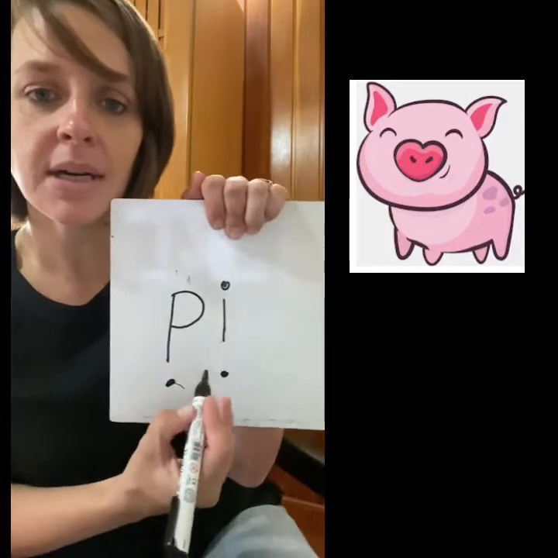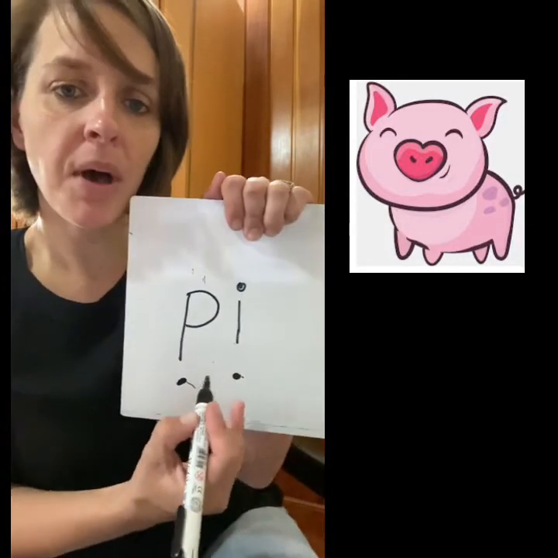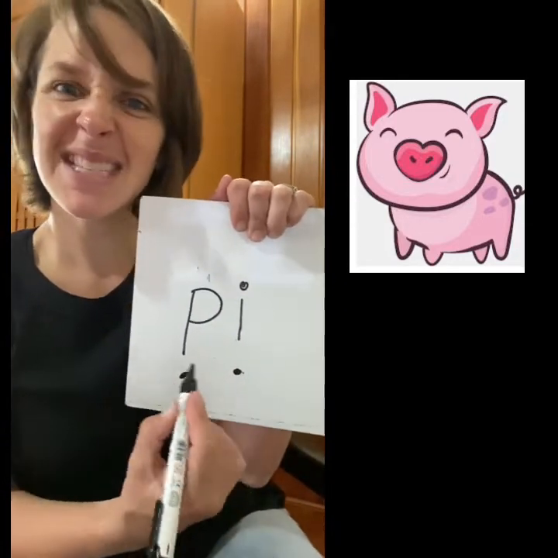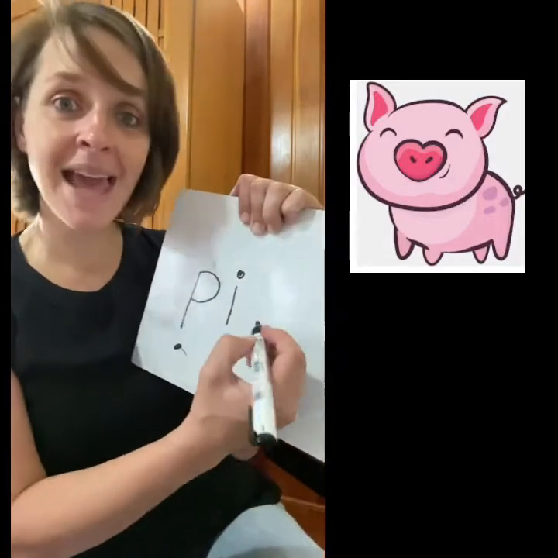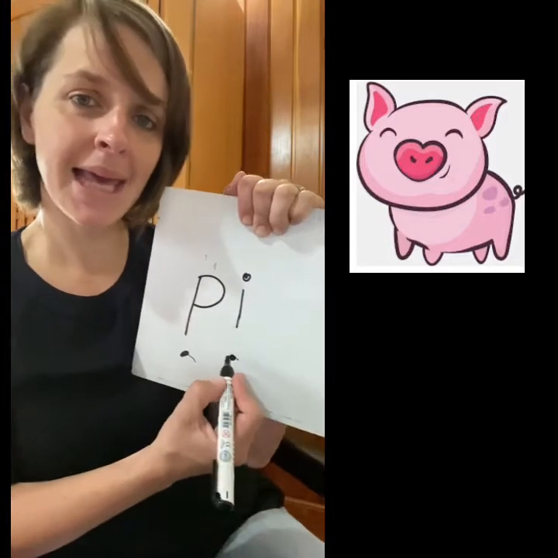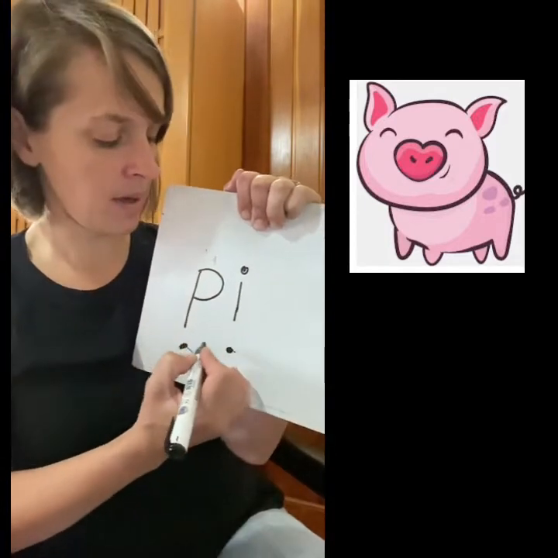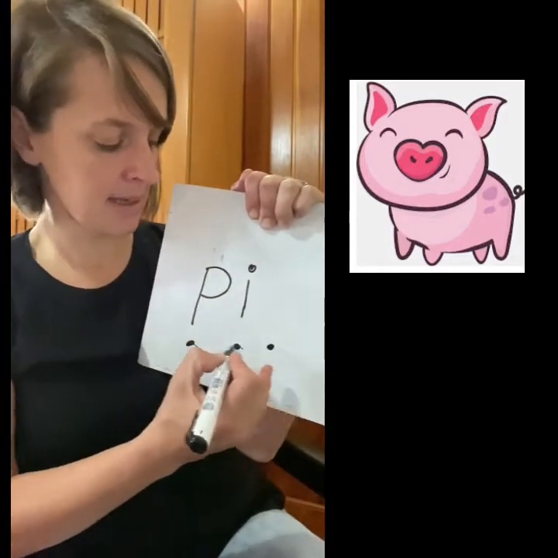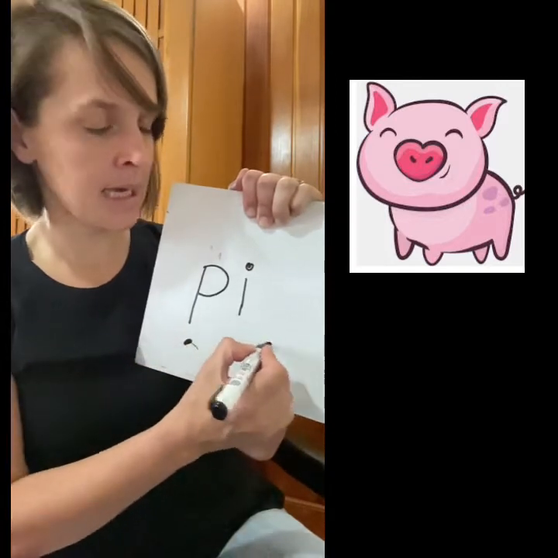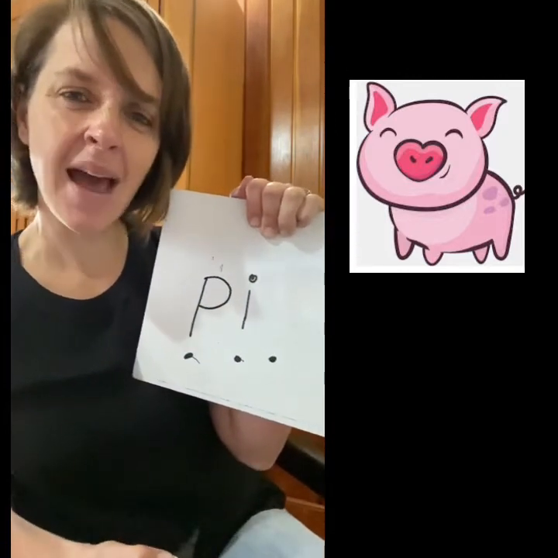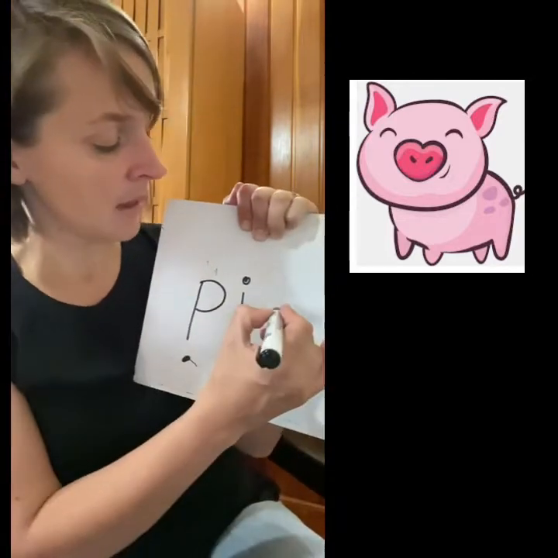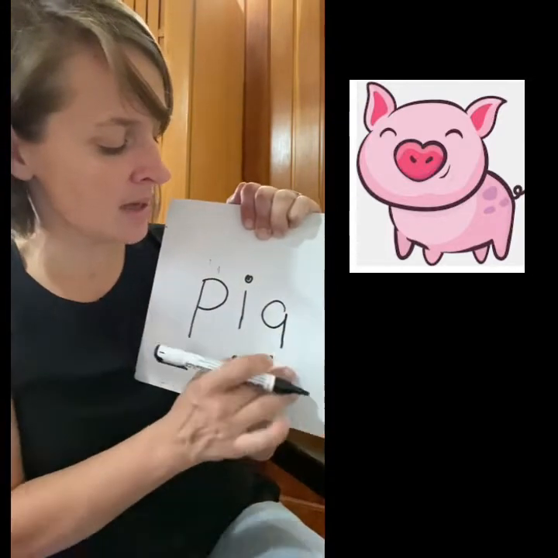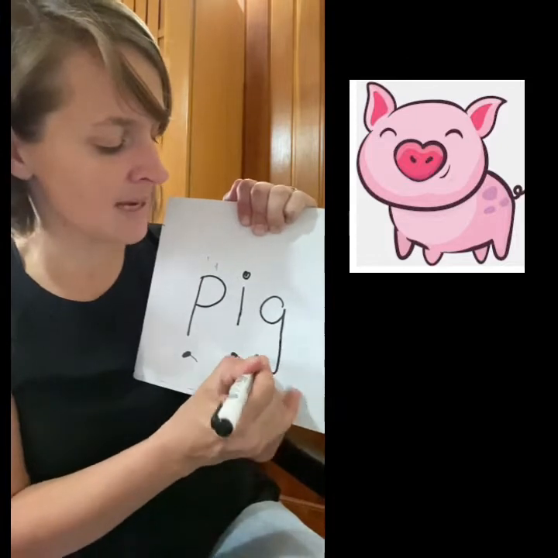Okay, p, I, p, I. It's not a p. We're missing the ending sound. So the ending sound, p, I, g. What is the sound? What letter makes the sound g? If you said G, you are right.